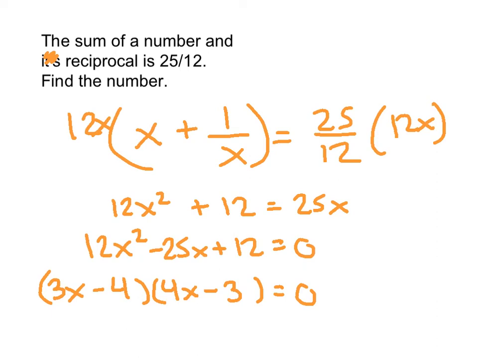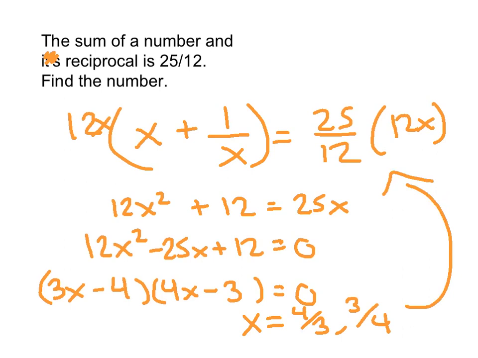And so your solution will be, when you solve for each factor and set each factor equal to 0, x can equal, or the number can be, 4/3 or 3/4. And you'd want to double check to make sure that none of these two solutions will give you a denominator of 0 in the original equation. And now we're going to move on to our last problem.